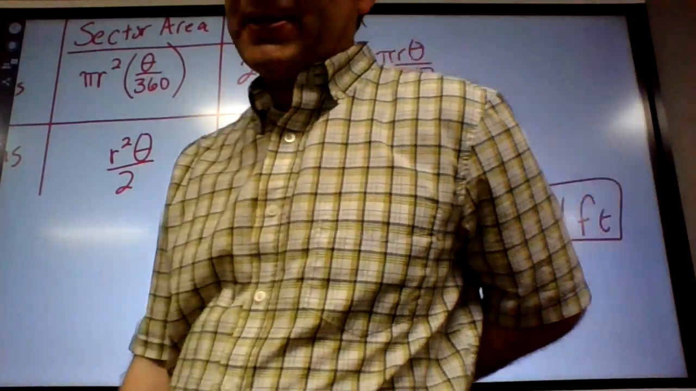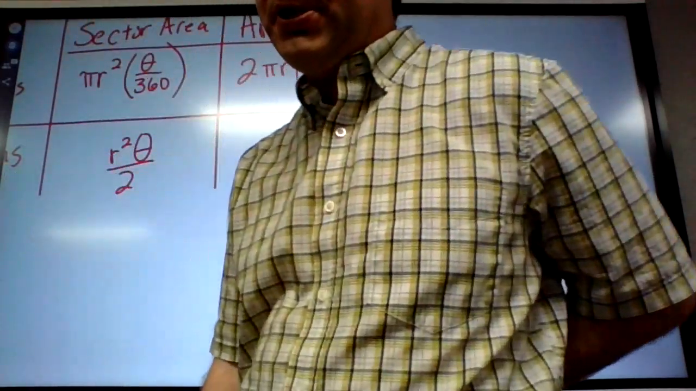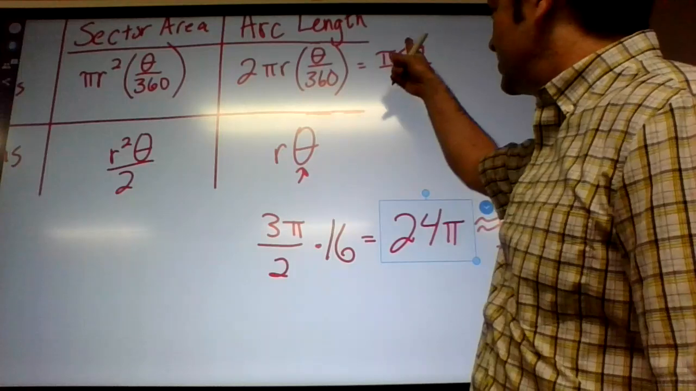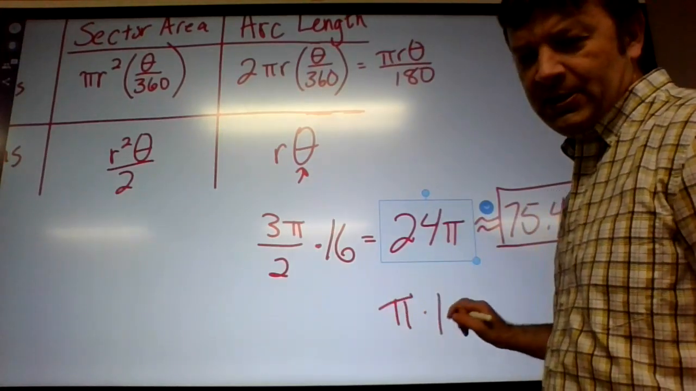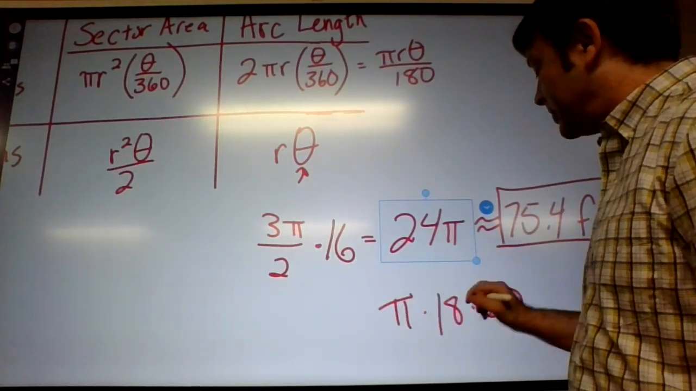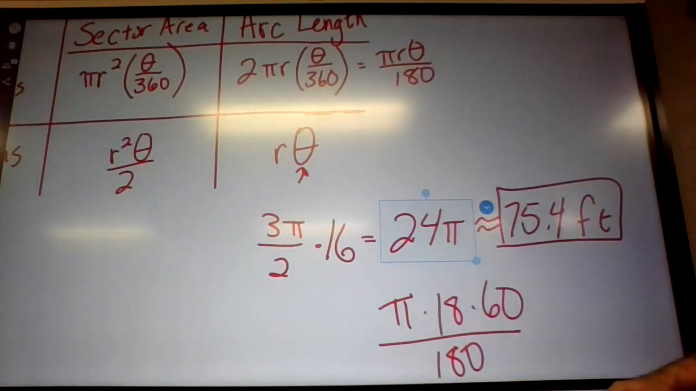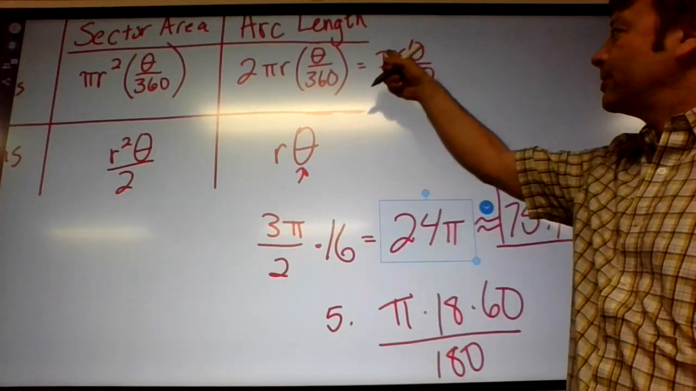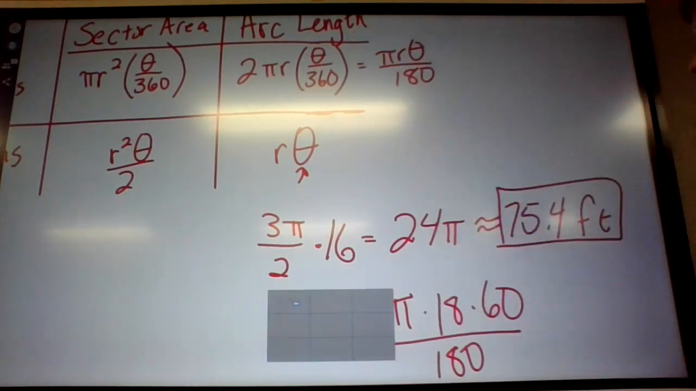Okay, 5 is the same thing, but they did not give us a picture. But 5 is degrees, 60 degrees, so we're going to be using the degrees formula, the top one. So it's pi times 18 times 60 divided by 180. You guys see where I'm getting this from? Looking right here. Pi times 18 times 60 degrees divided by 180.